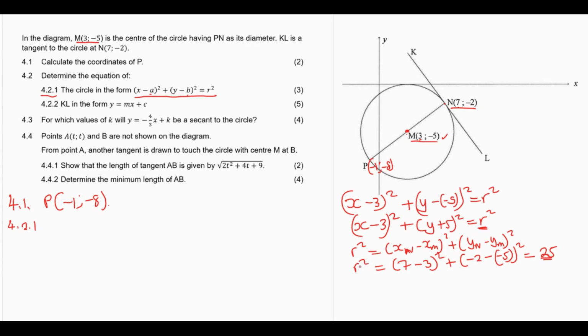There's no need to square root this because here we want r squared. So we just write the equation. Therefore, the equation of the circle is (x minus 3) squared plus (y plus 5) squared is equal to 25. That's the equation of the circle.